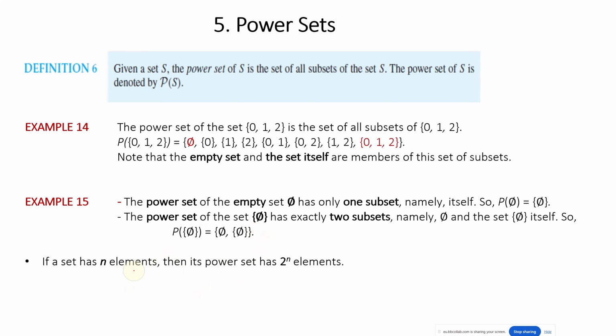And then if a set has n elements, the power set will have 2 to the power of n elements. For example, how many elements do I have here? I have 3 elements. That means I'm going to have 2 to the power of 3, which is 2 times 2 times 2, which is 4 times 2, which is 8. So that's why I'm going to have 8: 1, 2, 3, 4, 5, 6, 7, and 8.